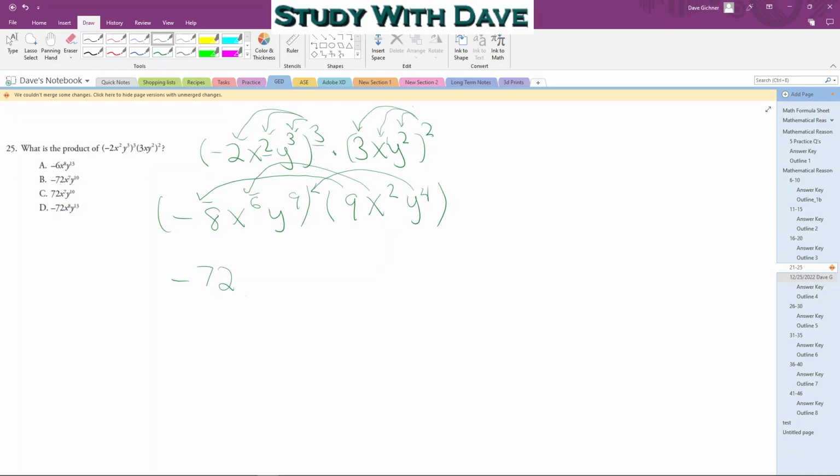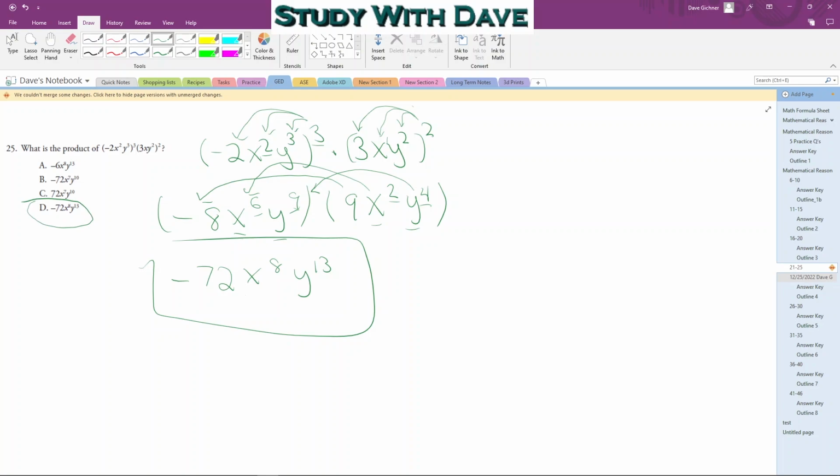Now here, because we're multiplying exponents of the same base with x and y, we're actually just going to add the exponents now. So this is going to be x to the 6 plus 2, 6 plus 2, which is 8, times y to the 9 plus 4, which is 13. And there's your answer. And the answer is D.